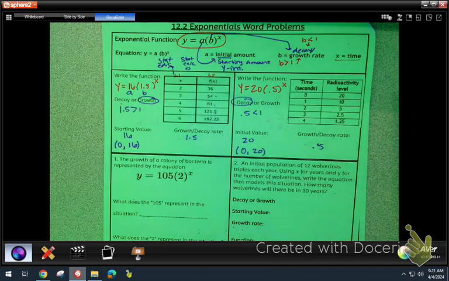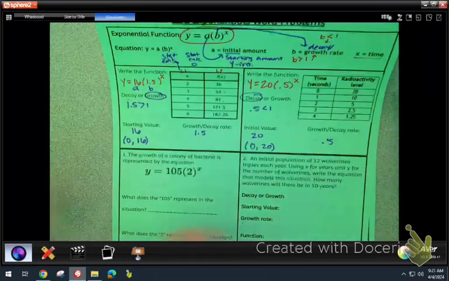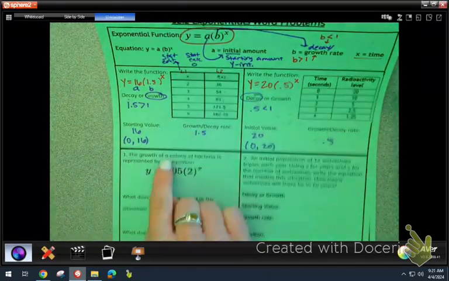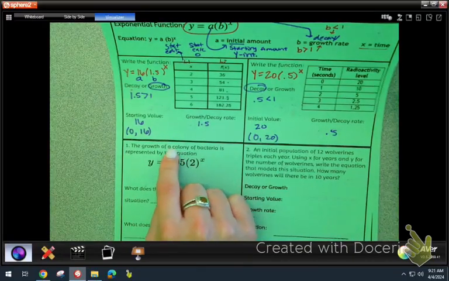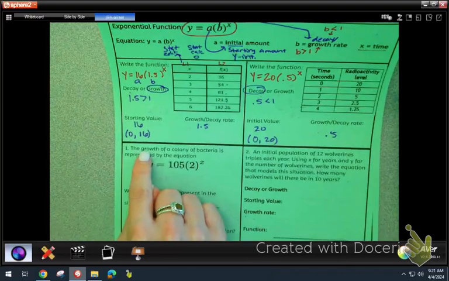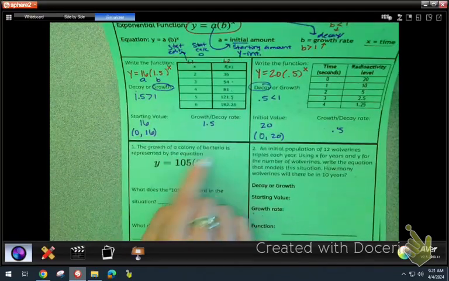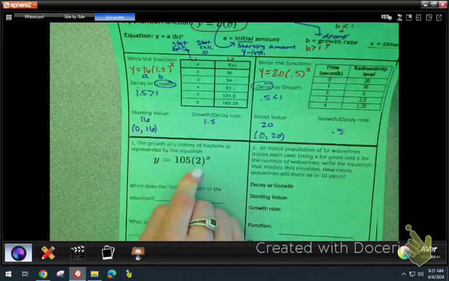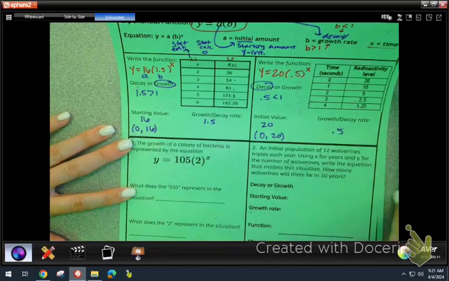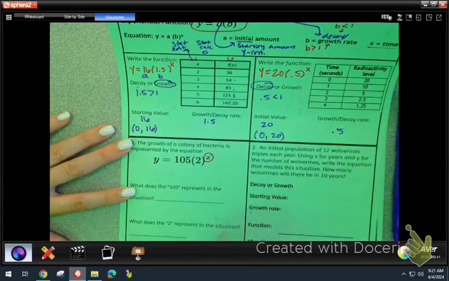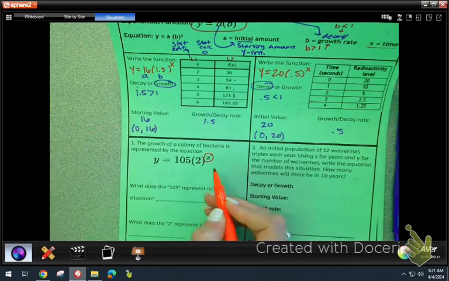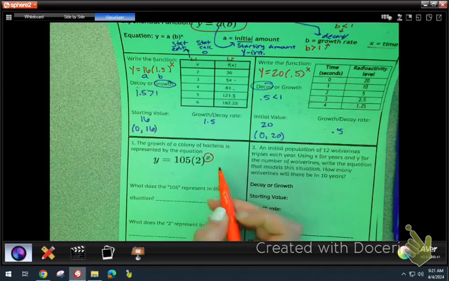Since you guys are growing bacteria in biology right now, this kind of goes with it. It says the growth of the colony of bacteria is represented by this equation. So here's our equation. How do I know this equation is exponential? Because it tells you. Because it has x as an exponent. That's the key.